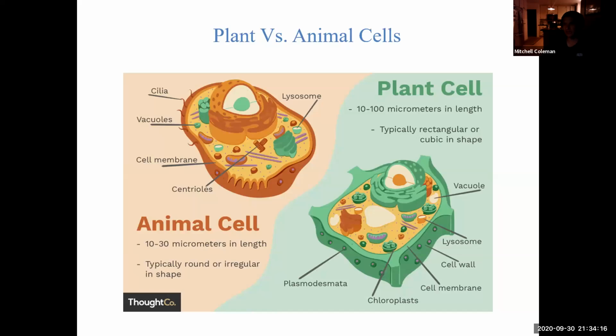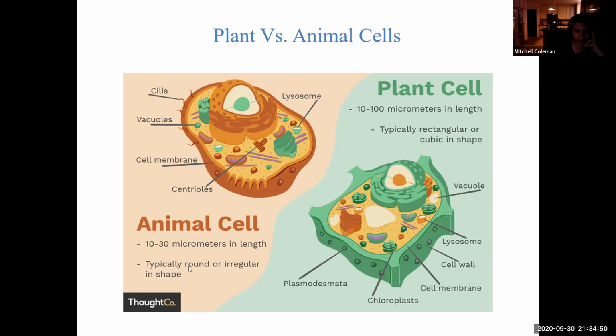But plant cells have some more organelles that are not part of animal cells. So plant cells are even more complex than animal cells because they have everything that animal cells have, but then they have a few more structures that do not belong in animal cells. There are a couple of other differences as well. Plant cells tend to be a little bit bigger, on the order of 10 to 100 micrometers in length, whereas animal cells tend to be a little bit smaller, on the order of 10 to 30 micrometers.